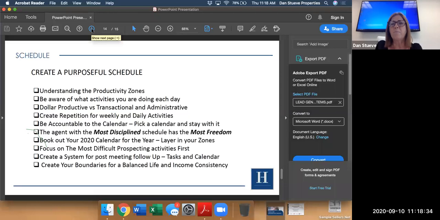The agent with the most disciplined schedule has the most freedom. Book out your 2020 calendar for the rest of the year. Layer in your zones. If you need help with that, you're going to learn it next week.